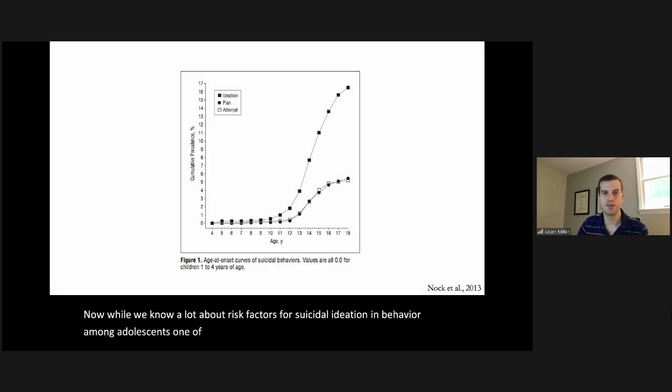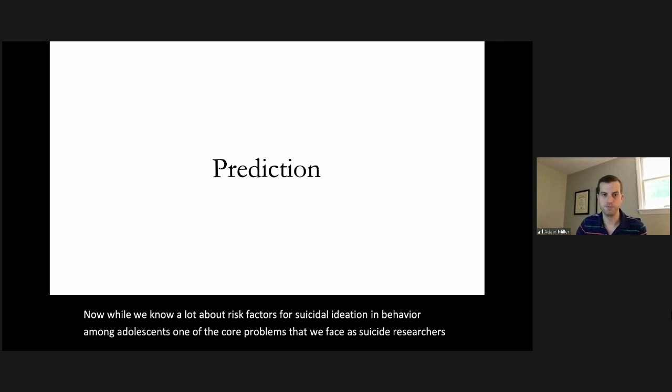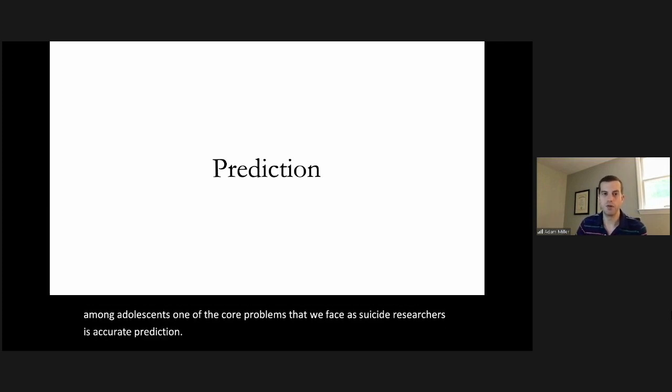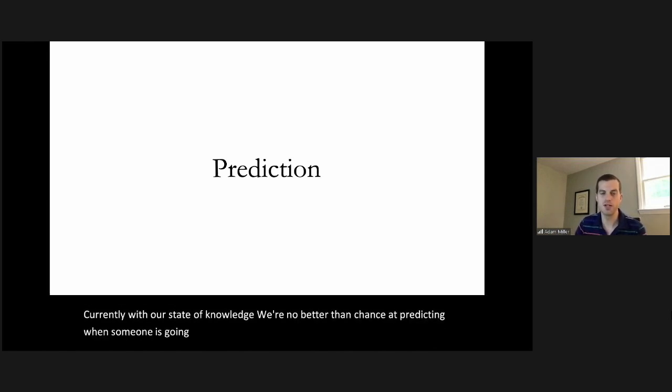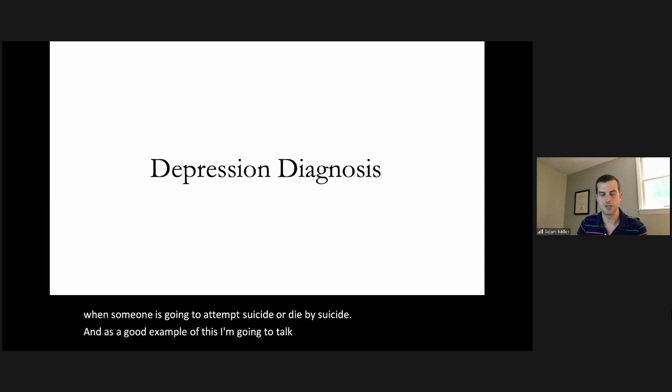Now, while we know a lot about risk factors for suicidal ideation and behavior among adolescents, one of the core problems that we face as suicide researchers is accurate prediction. Currently, with our state of knowledge, we're no better than chance at predicting when someone is going to attempt suicide or die by suicide. And as a good example of this, I'm going to talk about depression diagnosis.